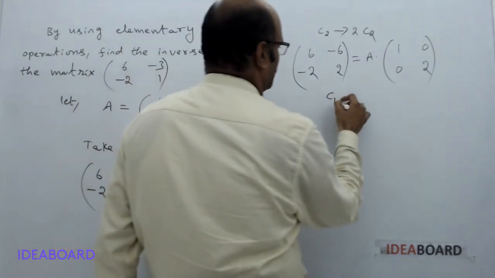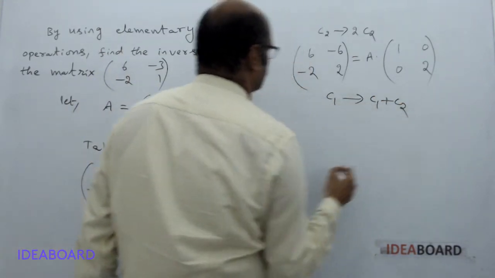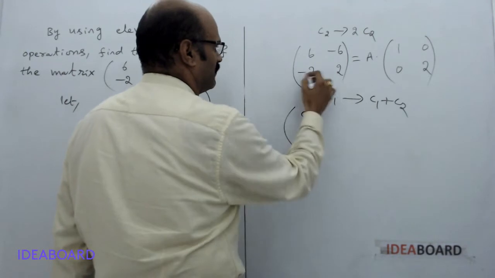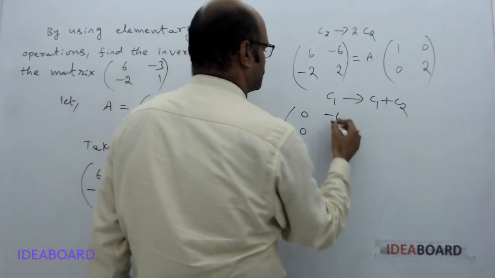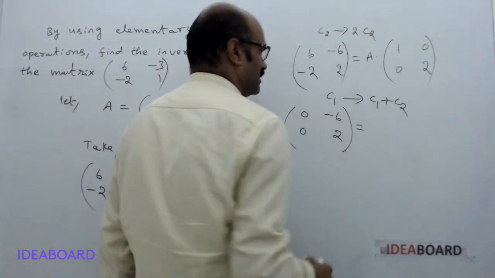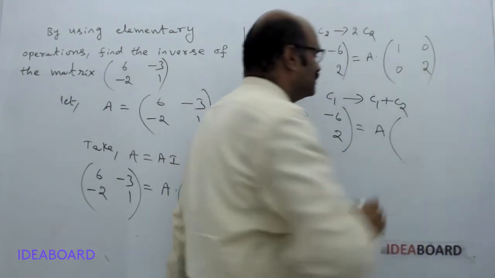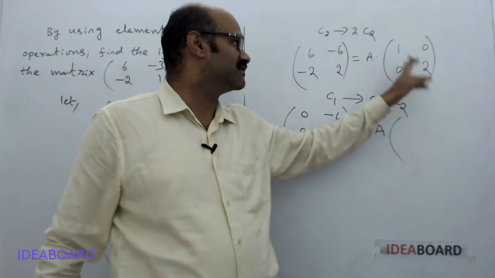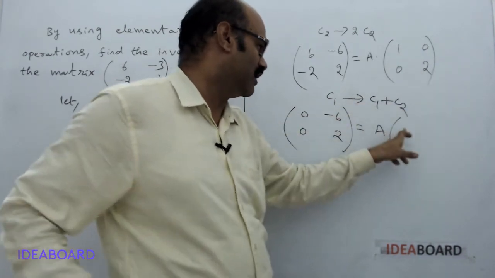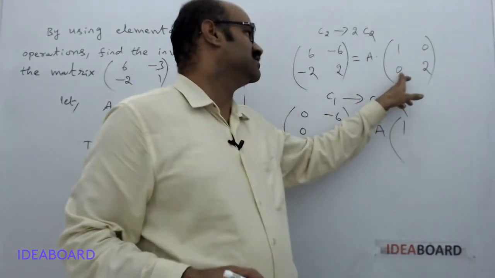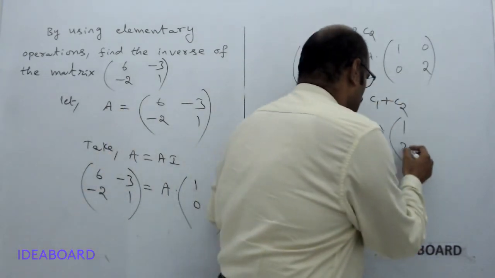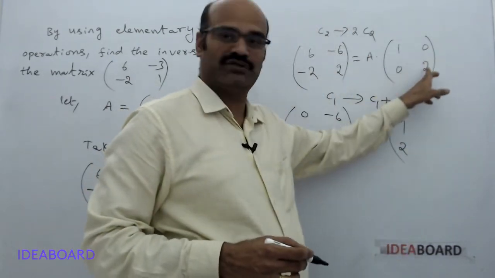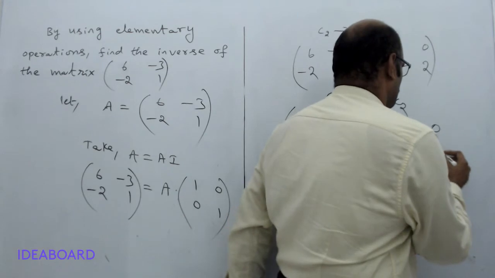Now we take C1 implies C1 plus C2. 6 minus 6 0, minus 2 plus 2 0, minus 6 2 equal to A into, here we have C1 plus C2. C1 is this one, C2 is this one. So 1 plus 0 1, 0 plus 2 2, no change in C2, so we have to take same 0 2.